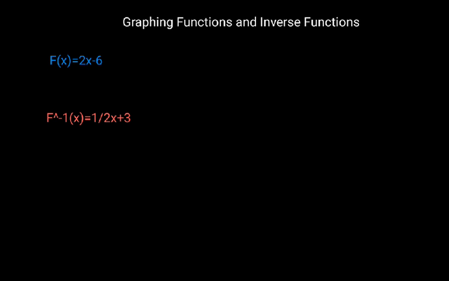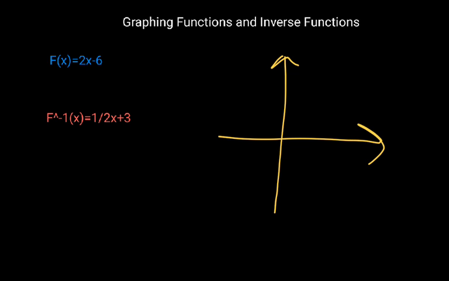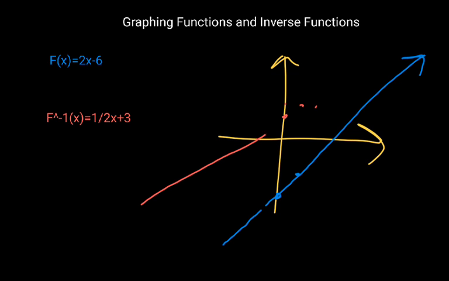Now, let's finish up by talking about graphing functions and inverse functions. So we have our function, f(x) equals 2x minus 6, and we have our inverse function, f to the negative 1 of x equals 1/2 x plus 3. To graph these, we start off by drawing a coordinate plane. To graph f(x) equals 2x minus 6, we go down 6, and then the slope is rise over 1, so we go up 2 and over 1. So our line for the function will look something like this. To graph the inverse function, we go up 3, and then rise 1, run 2 for the slope. So our line for the inverse function will look something like this, and they'll intersect at this point here.